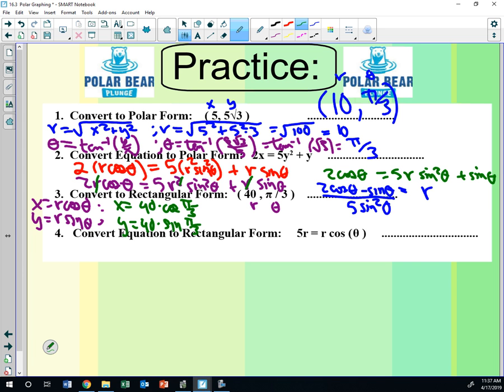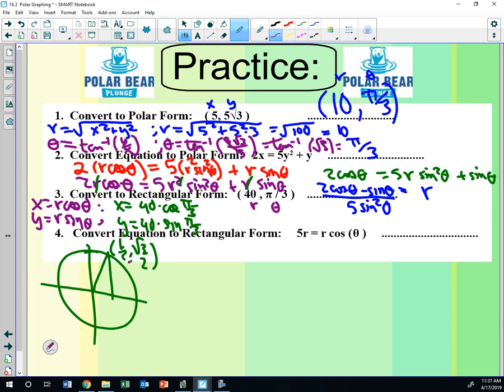So I just use my unit circle. Pi over 3 is here. That's over a half, right? Up square root of 3 over 2. So which is cosine, the x or the y? x, so we're going to have 40 times a half, which is 20. And then for sine of pi over 3, it's going to be 40 times the square root of 3 over 2. 40 over 2 is 20. This will be 20 square root of 3. Sorry, we ran out of space there. 20 square root of 3.